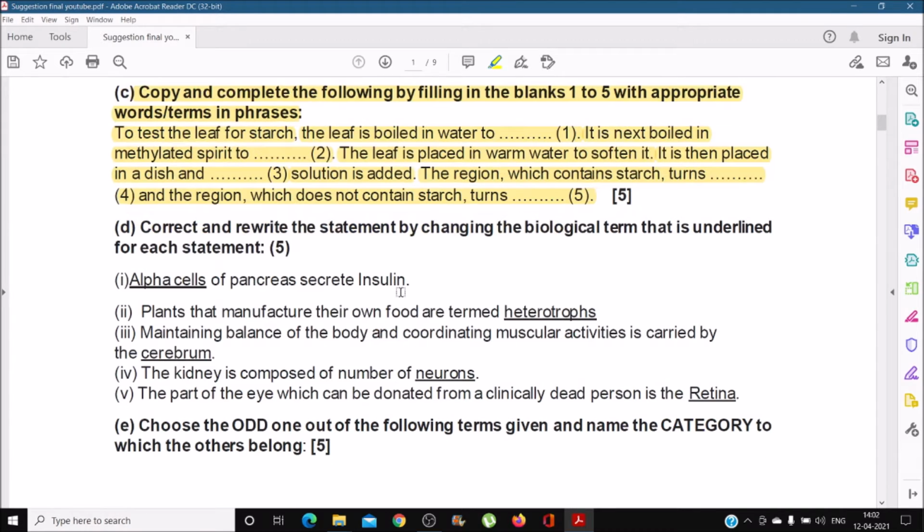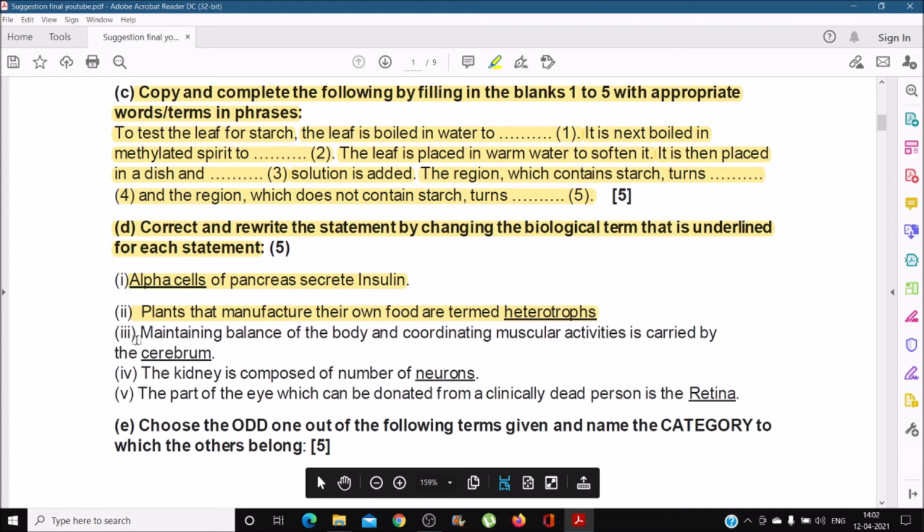Next. Correct and rewrite the statement by changing the biological terms that are underlined in each statement. You have to correct the underlined segment of the sentence. Number 1. Alpha cells of pancreas secrete insulin. Alpha cells is underlined. Number 2. Plants that manufacture their own food are termed heterotrophs. Heterotrophs is underlined.